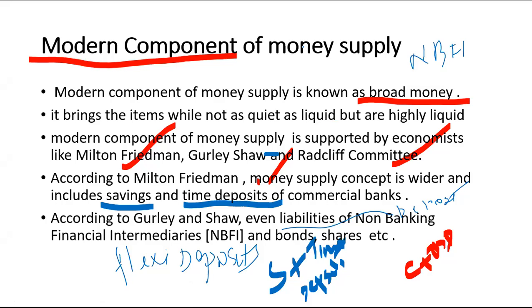What does share give, children? Yes, bond we cannot withdraw. Right. Share does not give a fixed rate of interest. That is also right. Then what does share give? Share gives dividend. Okay. Did you understand? The three economists of modern money supply: Milton Friedman, Gurley and Shaw. Now we are going to discuss Radcliffe.